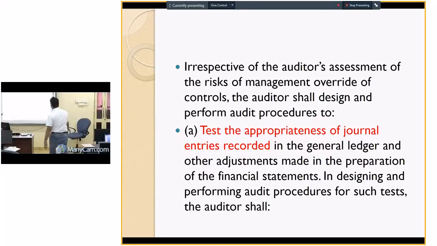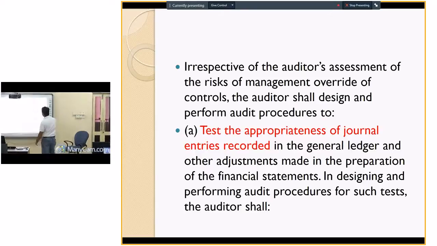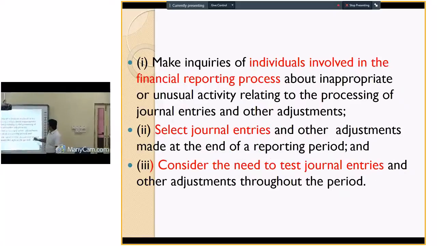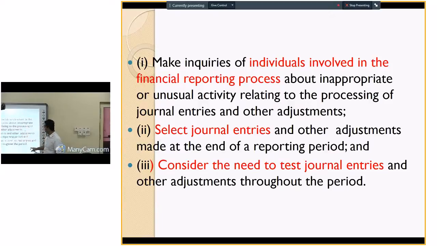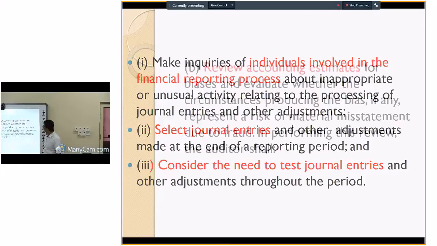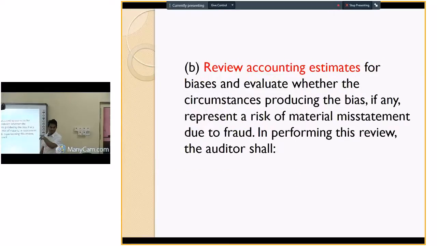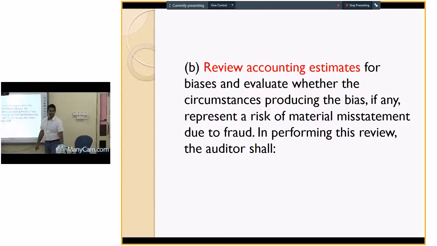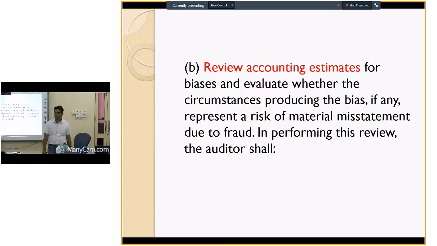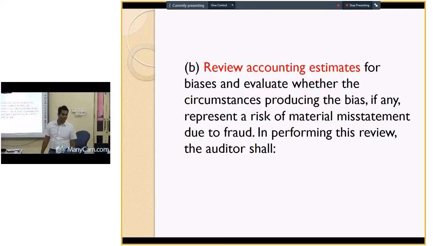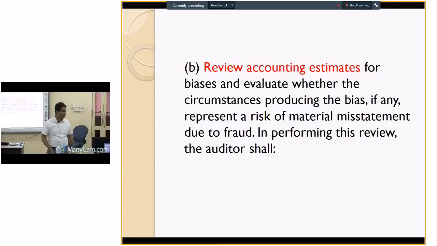So they look into testing the appropriateness of journal entries, make inquiries from the individuals involved in the financial reporting process, select journal entries, consider the need to test the journal entries, and review accounting estimates. Again, these are very vulnerable to frauds. Now we are all going with fair value accounting. So what is fair value again? It's a part of estimation, right?